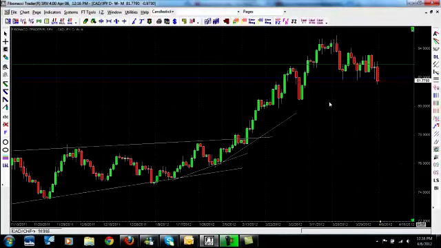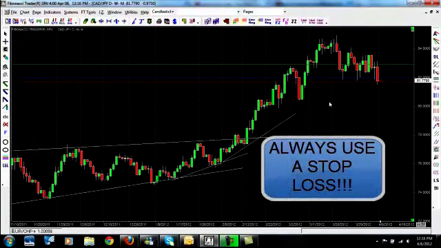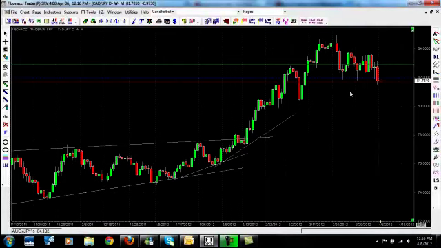2% account balance, maximum risk of your account balance per trade. Always use a stop. Look for a 1 to 2 risk to reward as much as you can. And that's that for equity management.